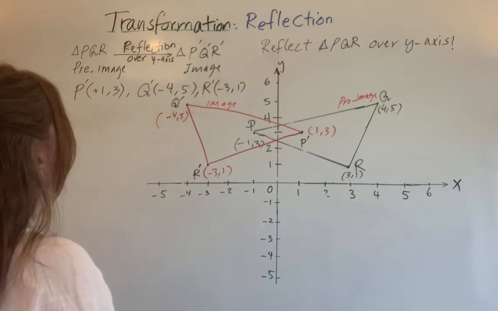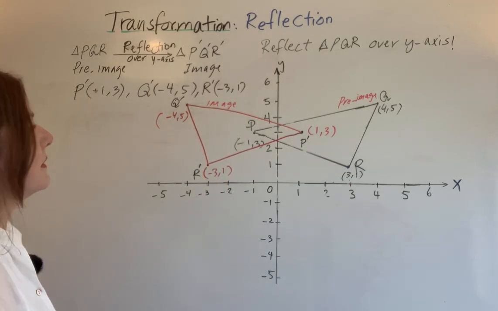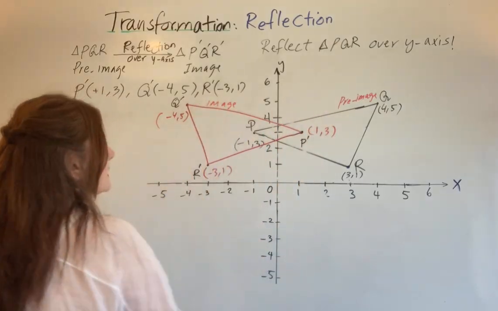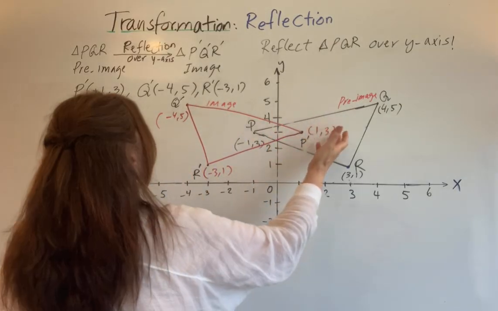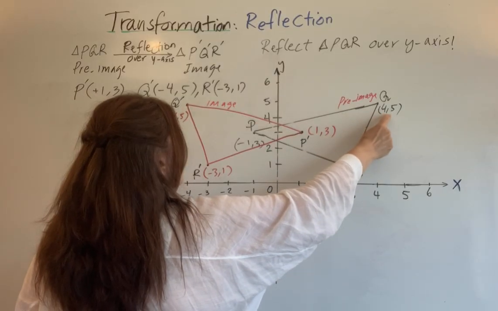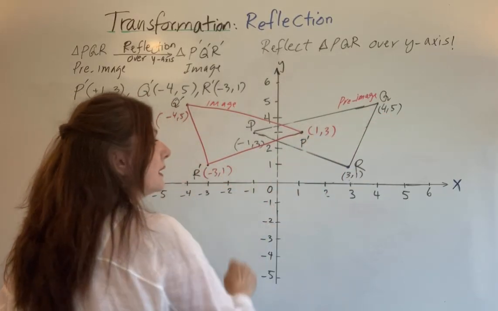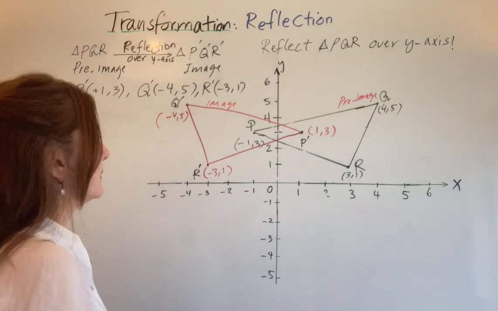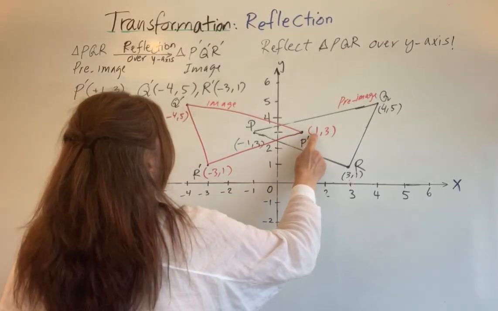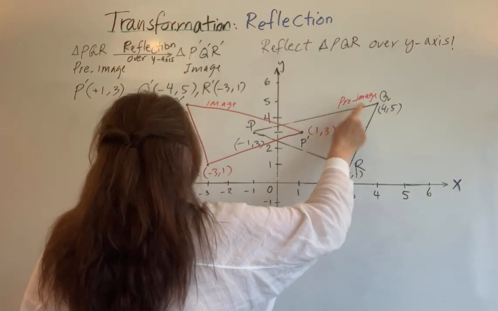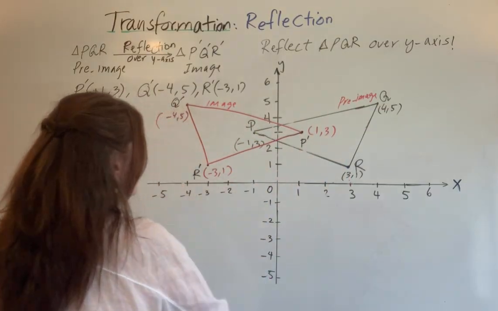Okay, this is a kind of transformation, reflection. This was over the y-axis. If you say over the y-axis, you keep the y values and change the x values to the opposite. For example, -1 to 1, 4 to -4, and 3 to -3.